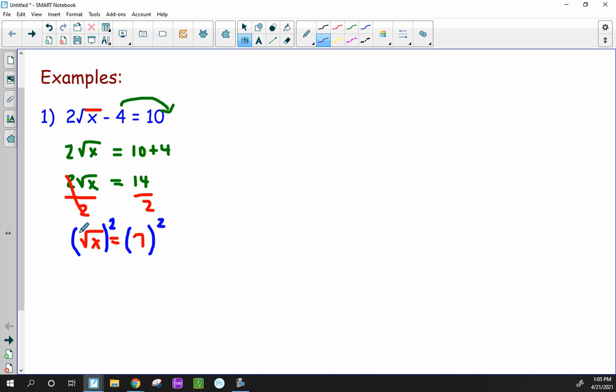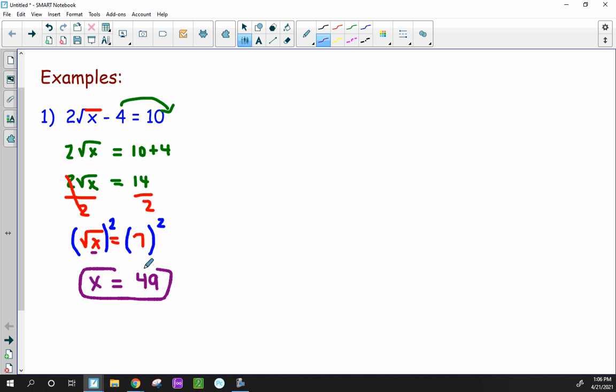Recall from the past that a square root and a square are inverse operations in algebra, meaning they're opposites of each other. Taking the square root of something squared will give you that something back. So these two symbols kind of cancel each other out. You can think of it that way. And it's going to leave you with the radicand. And that's what we want to happen anyway. We're trying to solve for x. The right side says 7 squared. 7 times 7 is 49.